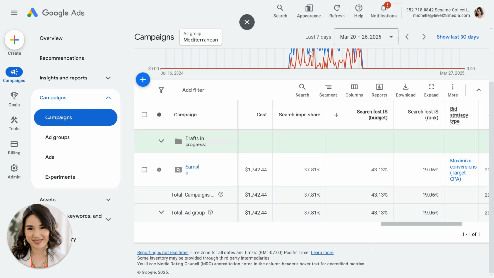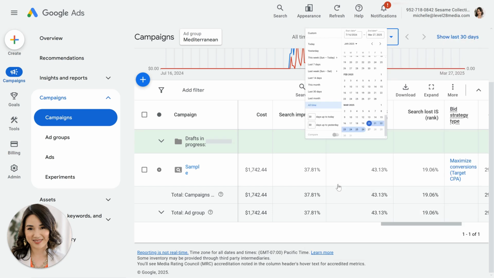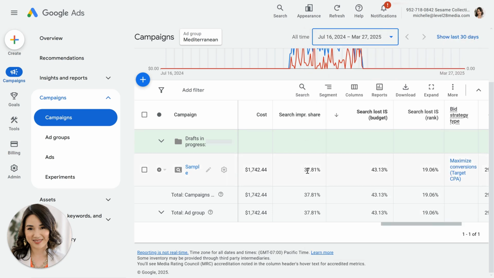Open it up to a time frame that's reasonable for you, a time frame that you've been running your campaigns, probably more than 7 days. In this case, I'm going to make sure that we have that set to all time, just so that I can see, because this is a short flight campaign that was running.